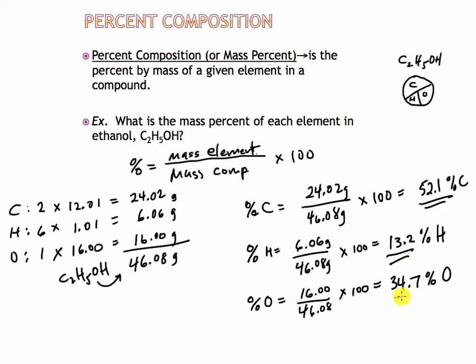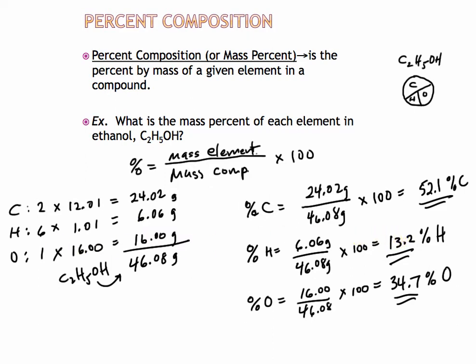So you can clearly see that carbon does contribute more, just over half the mass. And it makes sense. 24 grams out of 46 grams. And hydrogen, even though there are more hydrogen atoms in the compound, is not very heavy. It's very light, so it's not going to contribute much to the mass, so therefore it has the lowest percentage.